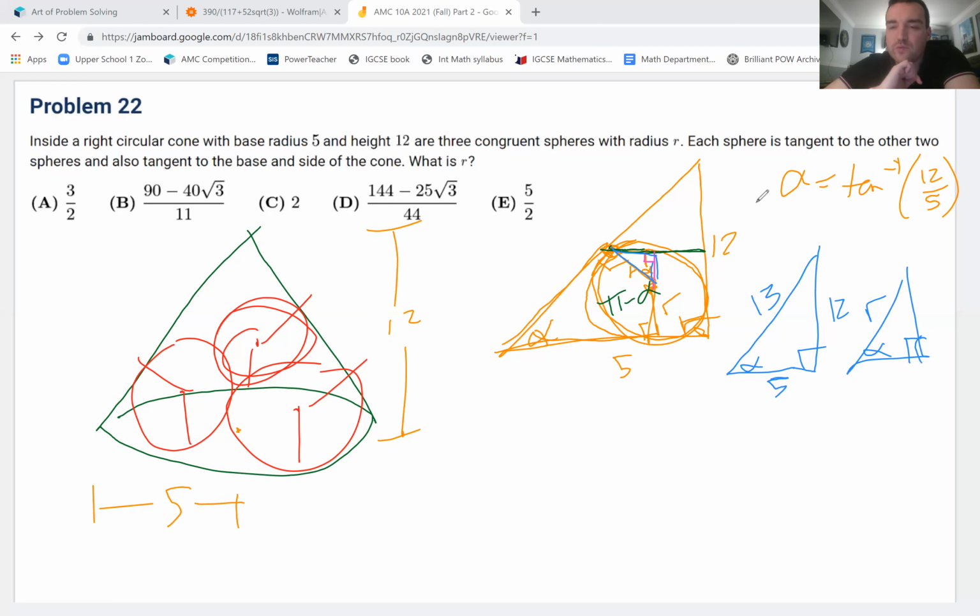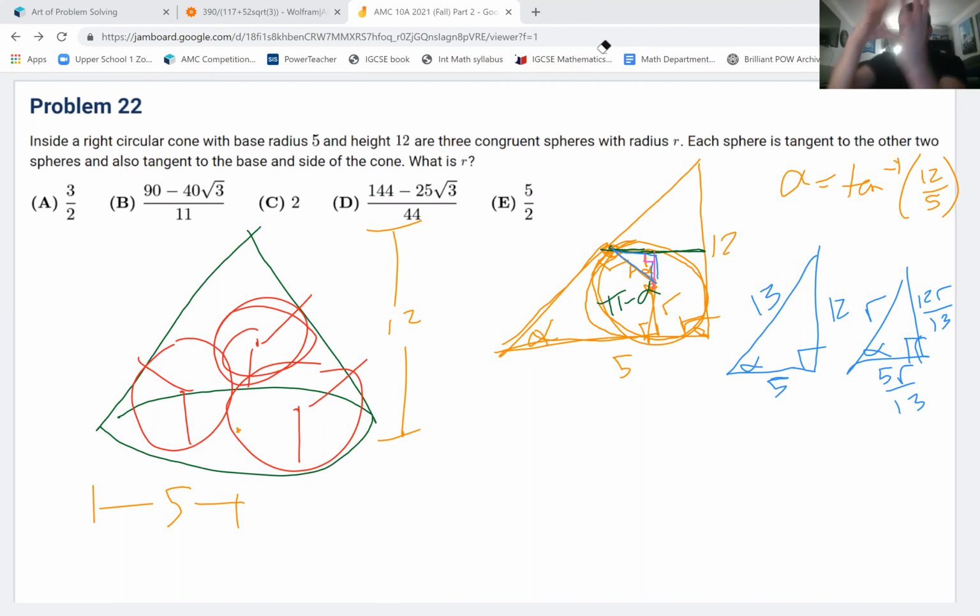So what's the ratio? Well, the ratio is 13 to r. So what does that mean? That means to get to the second triangle, I'm multiplying by r over 13. So then this distance over here is 12r over 13, and this distance down here is 5r over 13.